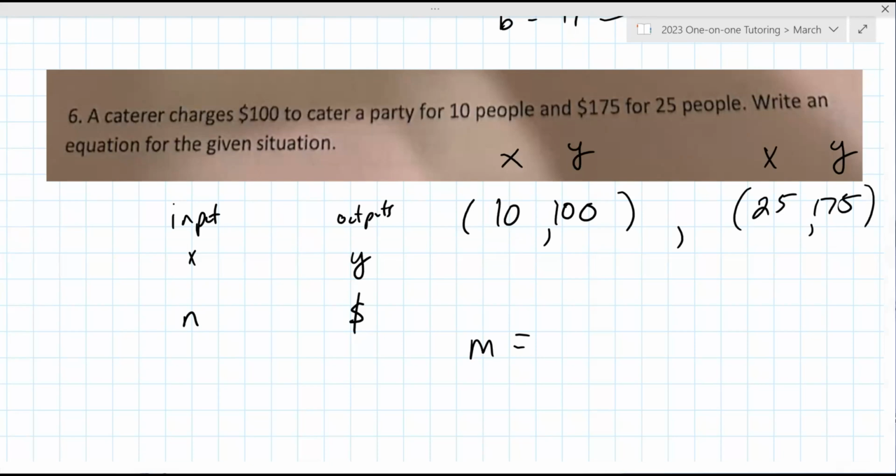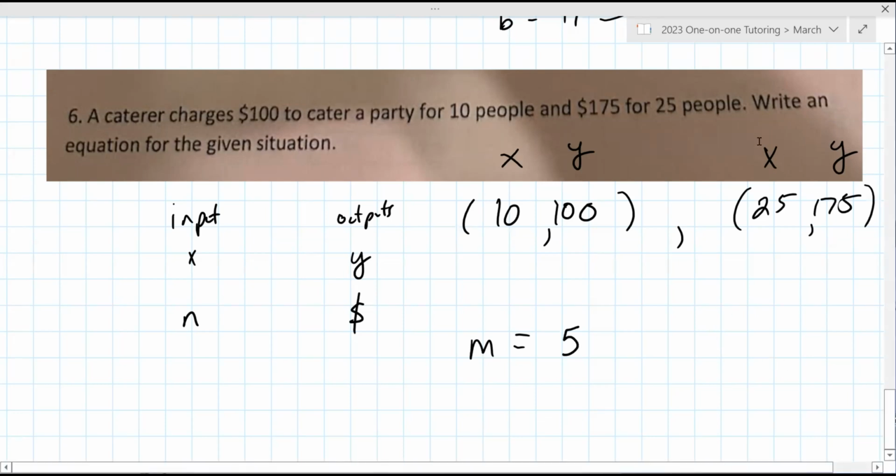75 over 15. That's 5. The slope is 5. Yes. Okay. What does that mean in context? Like, what does 5 represent? And think of it as the units of Y over units of X. So for every person, it's $5. Yeah, for each extra person in the party, it's going to cost you another $5.